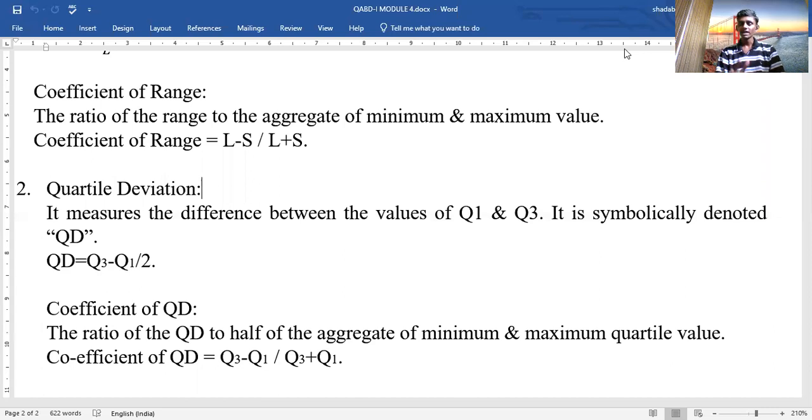The formula for calculating quartile deviation is QD equals Q3 minus Q1 divided by 2. That is the formula for calculating quartile deviation. And we also have to calculate the coefficient of quartile deviation. What is the coefficient of quartile deviation? It is the ratio of quartile deviation to half of the sum of the minimum and maximum quartile values.